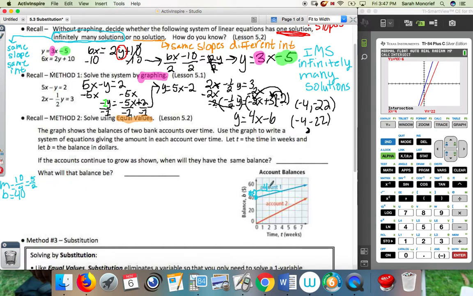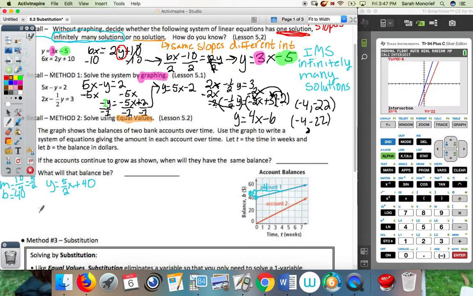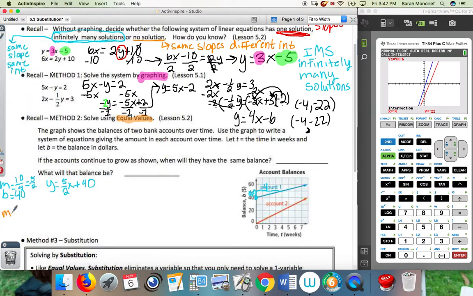So my equation for the blue line for account 1 is y is equal to 5 over 2x plus 40. All right, very good. We have my first equation. But is that enough to figure out the rest of it? No, it's not. So now let's find the next equation, the orange one.